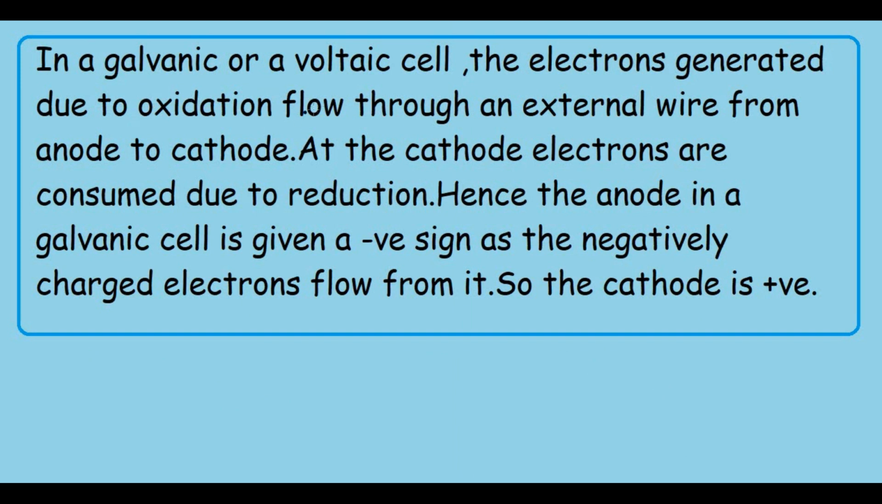In a galvanic cell or a voltaic cell, the electrons generated due to oxidation flow through an external wire from anode to cathode. At the cathode, electrons are consumed due to reduction. Hence, the anode in a galvanic cell is given a negative sign, as the negatively charged electrons flow away from it. So the cathode is positive.